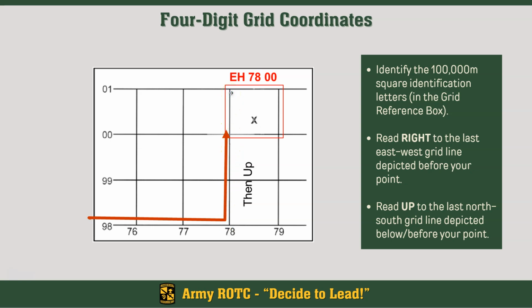And then you're going to read up to the last north-south grid line depicted below or before your point. So 00 is the last one before our point. Therefore, box 7800. Also a 4-digit grid. This will get you within 1,000 meters of your point. So if I said go to 7800, you will be within 1,000 meters of your point. Think of that as 10 football fields. That's a pretty big space to be within to find this point.